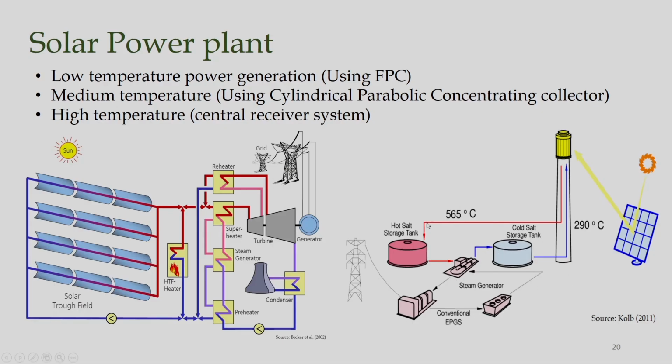Also, you can see here the different temperatures at which the system works. Here you can see it is 565 degrees C, a very high temperature operation. This is a molten salt storage tank, and here you can see the conversion, where the high temperature carried by this molten salt goes to the water and steam is generated. Once steam is generated, it is expanded in the turbine, and then we can have electricity generation.